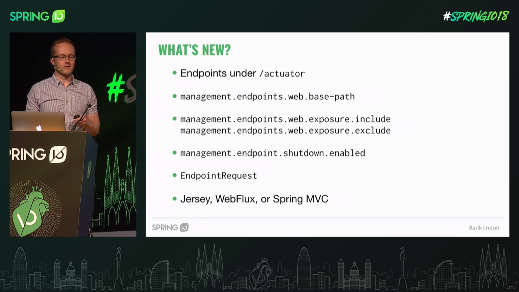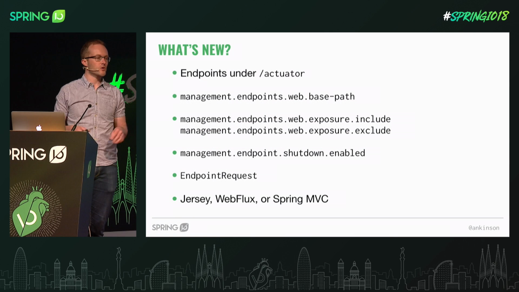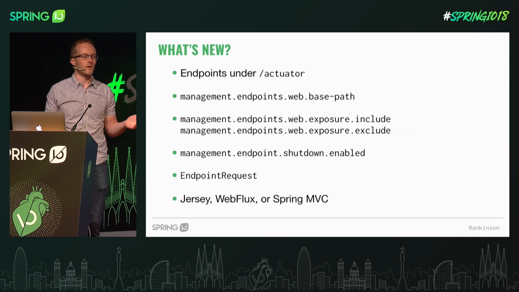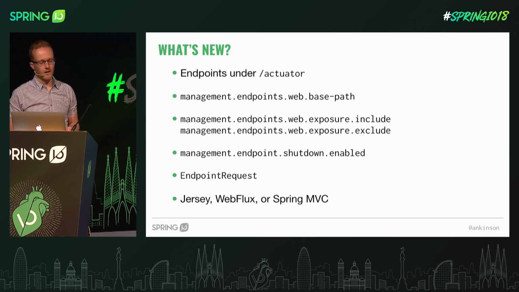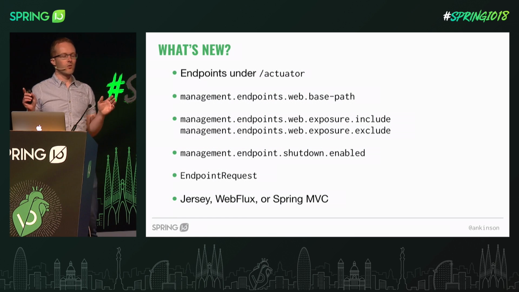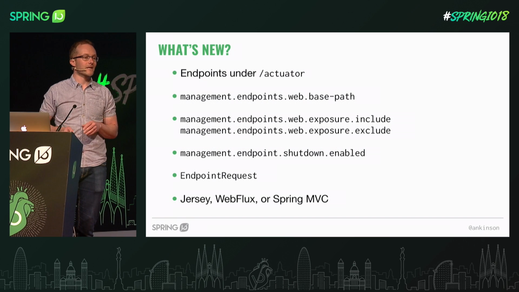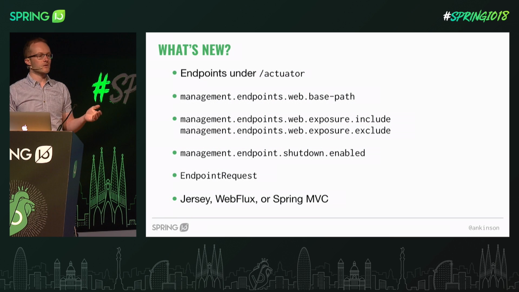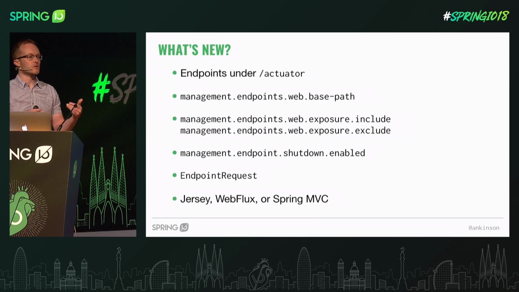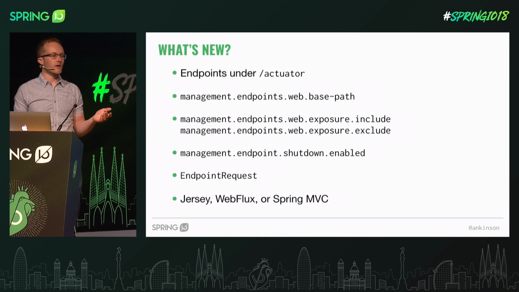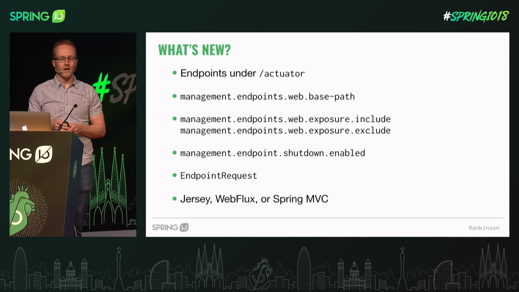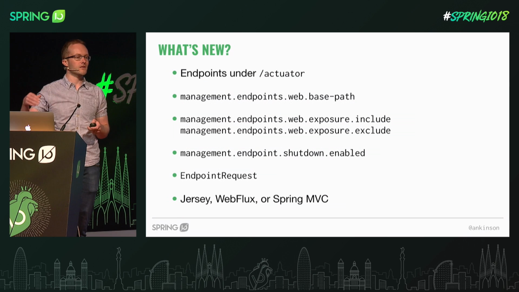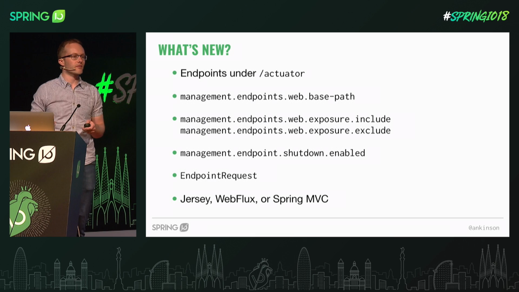And lastly, the actuator has learned how to work on top of Jersey and WebFlux, in addition to the Spring MVC support that we had in 1.5. Another thing that I should have put on this slide is that all of the endpoints have basic caching support now as well. For simple operations on the endpoints, the actuator will automatically cache the responses from them for a period of time. And every endpoint has a property that's automatically generated for you that can be used to control what the time to live on that cache may be.